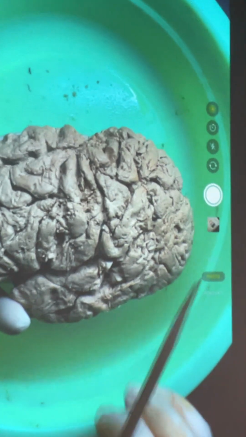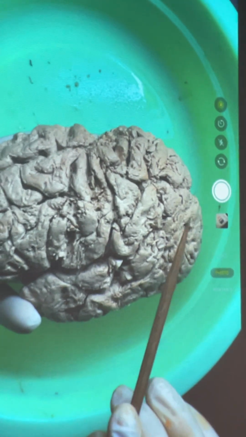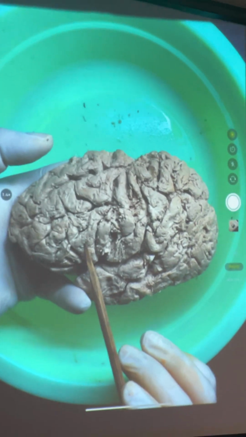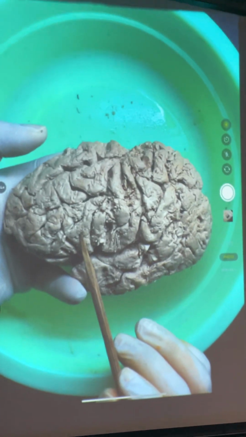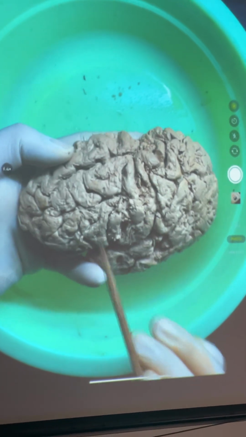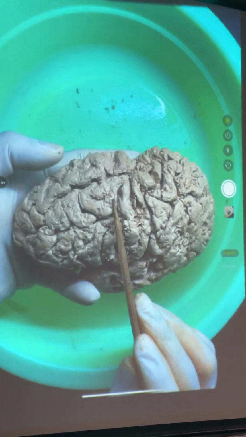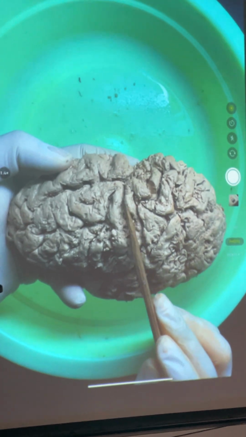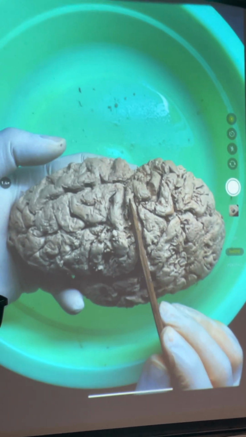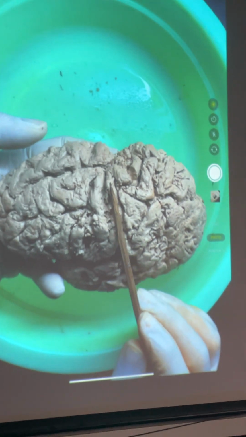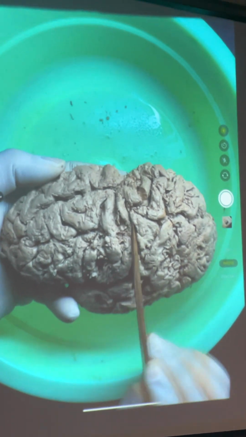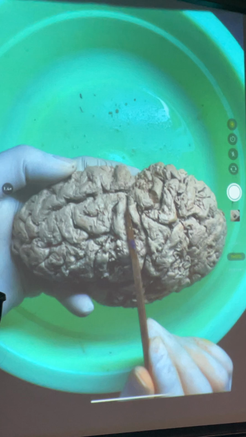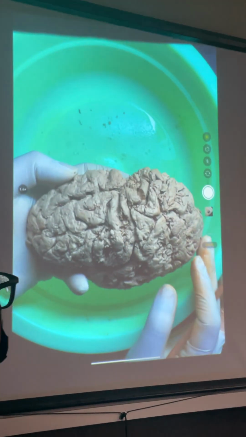Now I want you to identify what I point. Say it out loud. What is this? You have to place the family name first. Pars triangularis. This one here is the middle frontal gyrus. This one is the pre-central gyrus. This one is the central sulcus of Rolando. This one is the pre-central sulcus. Do you see it?